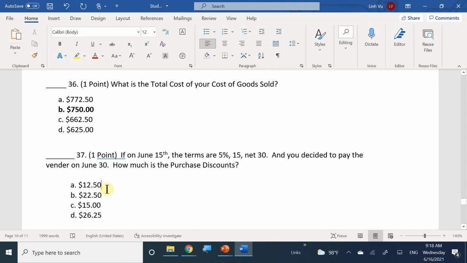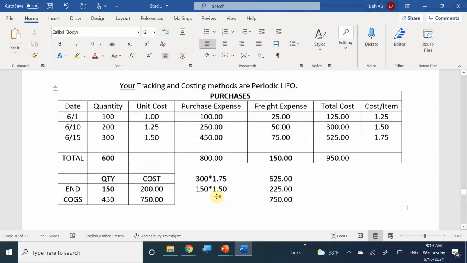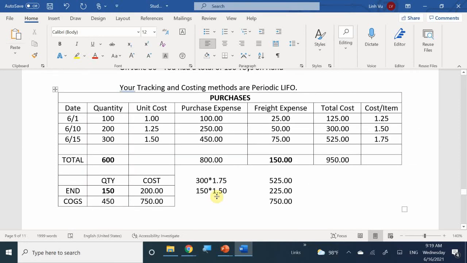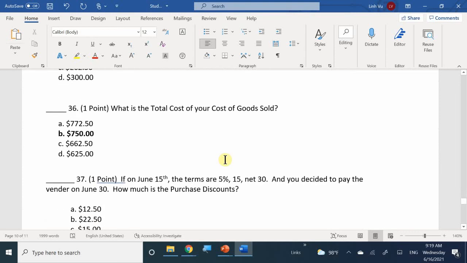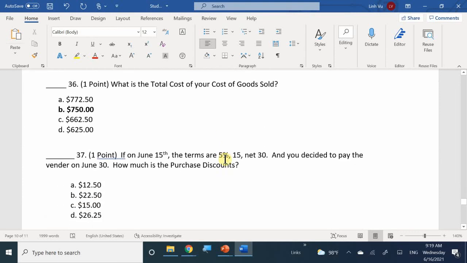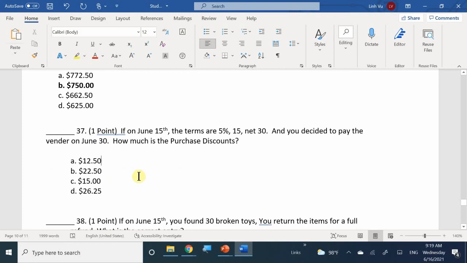5% of 450. Okay, so in this case, on June 15, we purchased 300 items at $1.50. You can only take the 5% off of your original purchase price. So in this case, 450 times 5%. So let me see. Let me go ahead and.